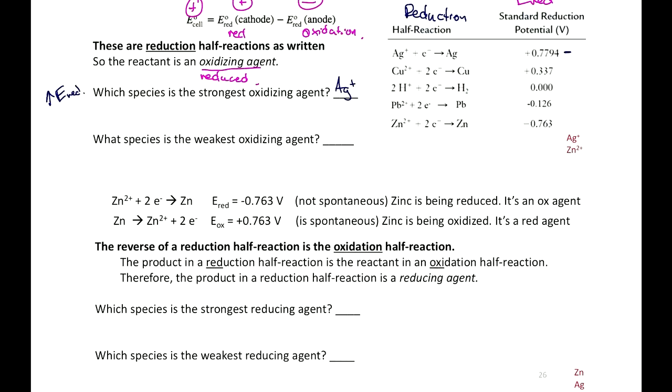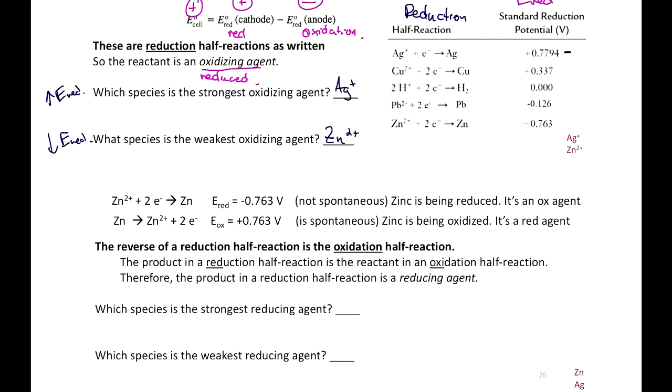On the other hand, which species is the weakest oxidizing agent? In this case, it's going to be zinc 2+, because it has the most negative reduction potential. It doesn't want to go in this direction. Zinc 2+ doesn't want to go to zinc 0 because it has a negative reduction potential. This is not favorable, right? So in this case, the strongest oxidizing agent is the thing that is most easily reduced. You're looking for the most positive reduction potential.